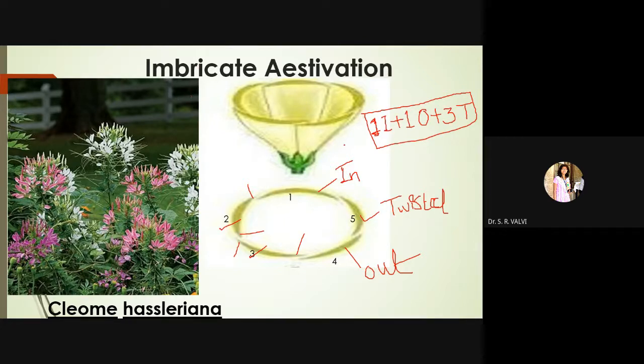So always this kind of pattern of arrangement of sepals is there in case of imbricate: 1I, 1O plus 3T, right? Okay, so the example for this imbricate is Cleome hassleriana. So this is the example where this imbricate estivation is found. Next, again I have written over there in black 1I plus 1O plus 3T.